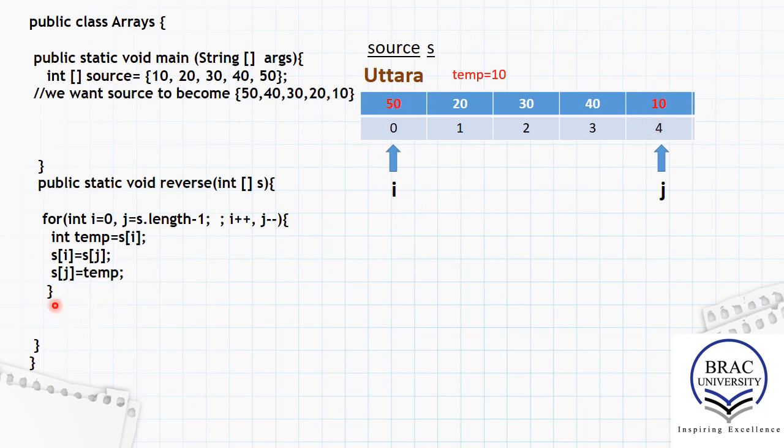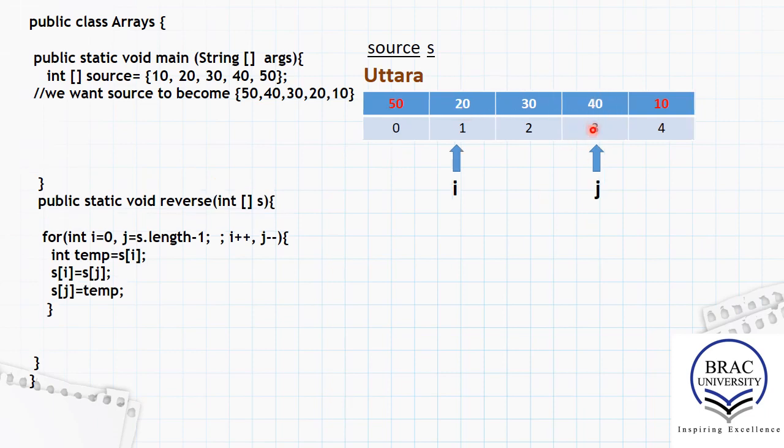After this, my loop will run again, but i will increment by 1 and j will decrement by 1. So i will point at index 1 and j will point at index 3, and these two values will be swapped. Next, these two values are swapped accordingly.